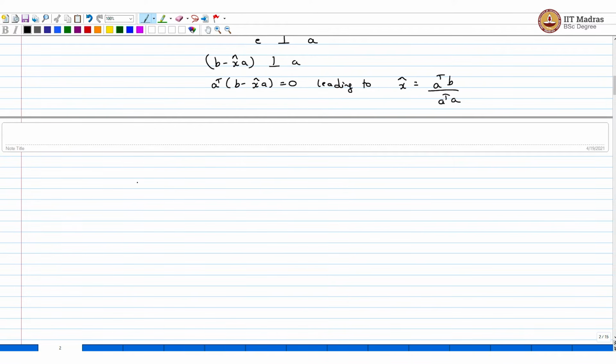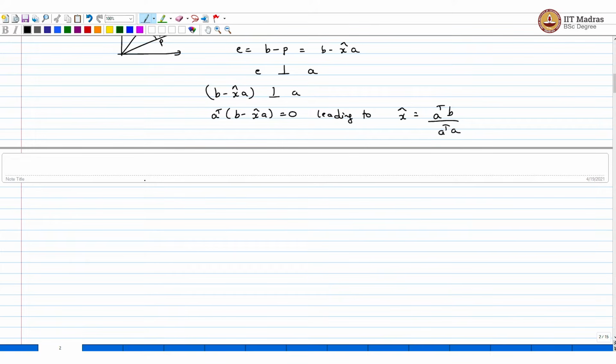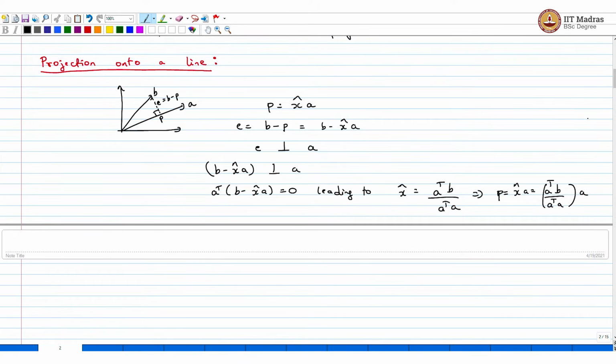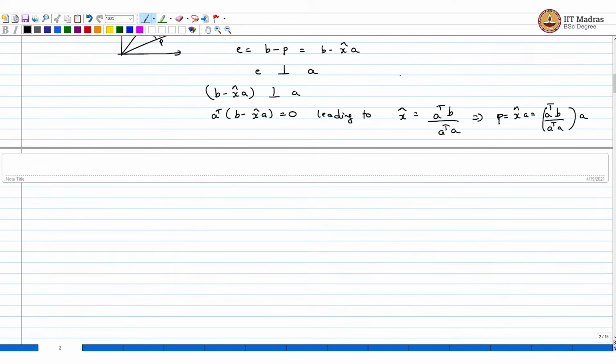Now what's the projection? It implies P equals x hat A, which is nothing but A transpose B by A transpose A times A. So that's projection onto a line. We'll move on to projection onto a subspace, but let's understand this projection business a little more carefully.